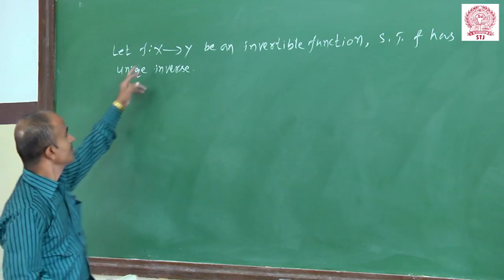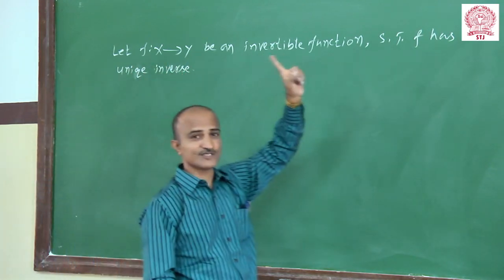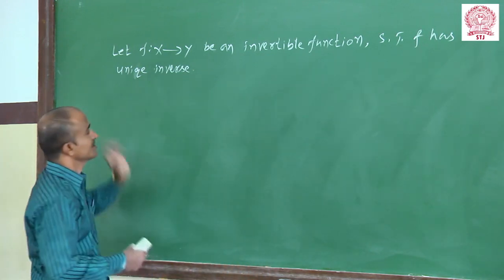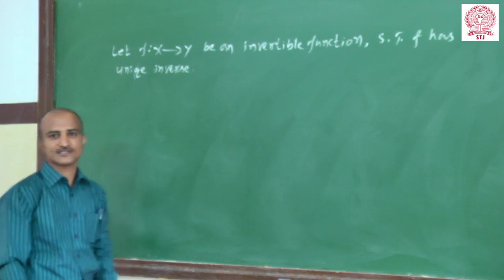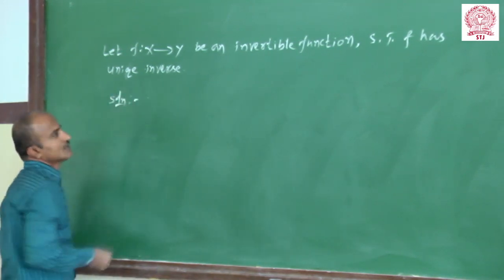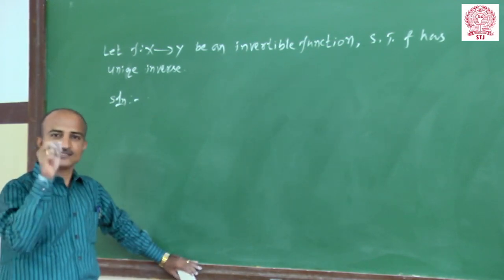Now, let f be a function from X to Y, an invertible function. Show that f has a unique inverse. See, we need to prove that if an inverse of a function exists, then it is unique.